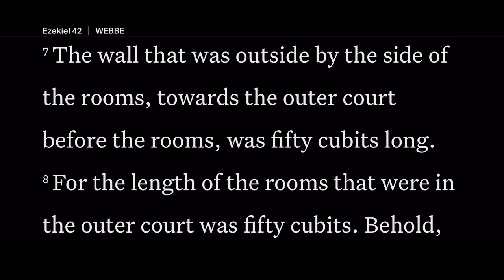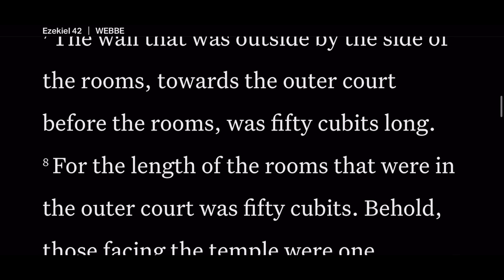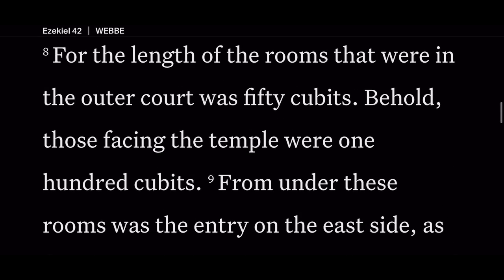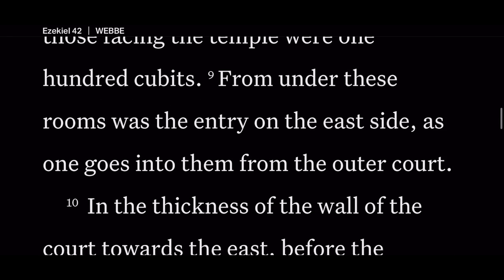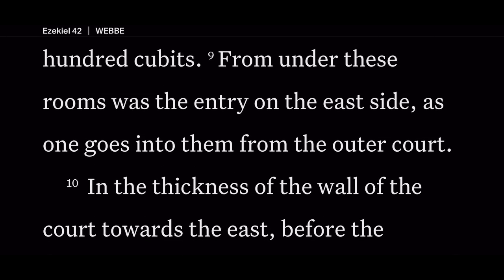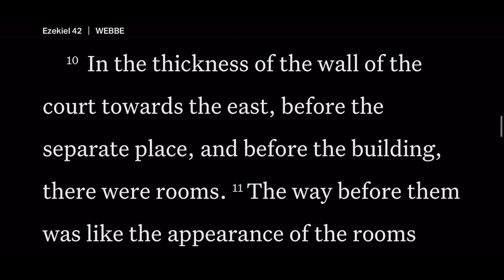The wall that was outside by the side of the rooms, toward the outer court before the rooms, was 50 cubits long. For the length of the rooms that were in the outer court was 50 cubits. Behold, those facing the temple were 100 cubits. From under these rooms was the entry on the east side, as one goes into them from the outer court.